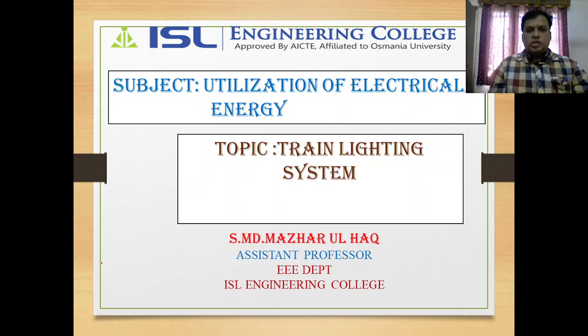And in this subject, utilization of electrical energy, we have a topic called the train lighting system. This train lighting system is used in traction trains. We will see from which source the train lighting system is given supply, how this supply is utilized for traction purposes, and what different methods are used for supplying the lighting in the train.